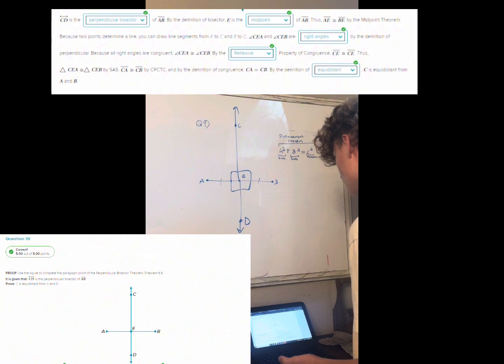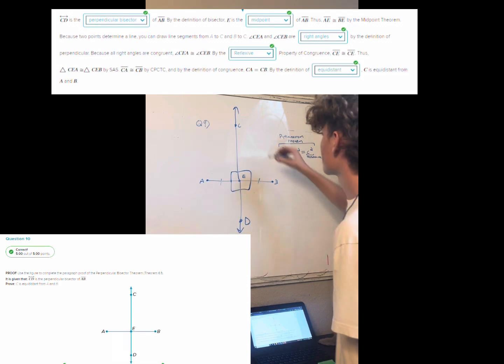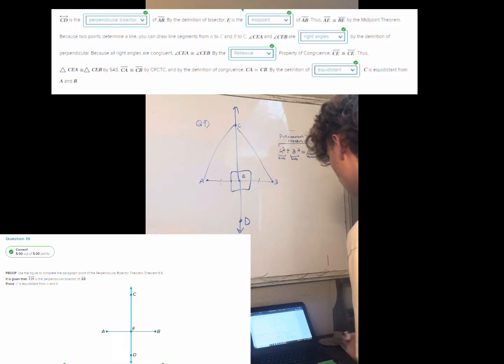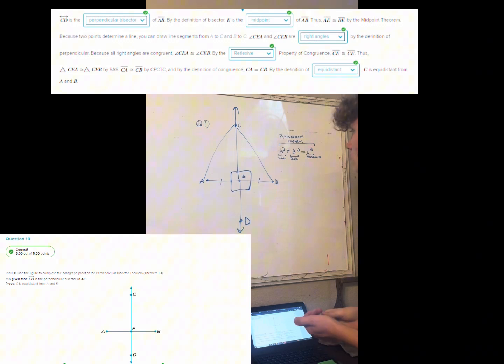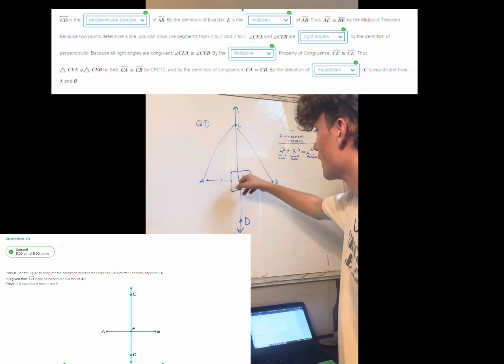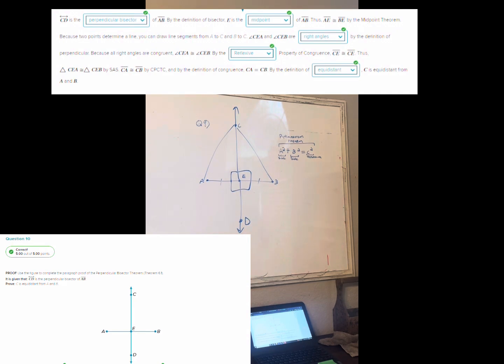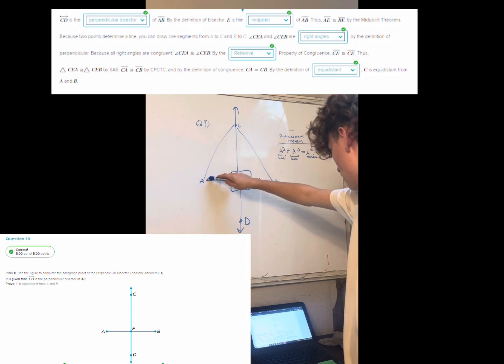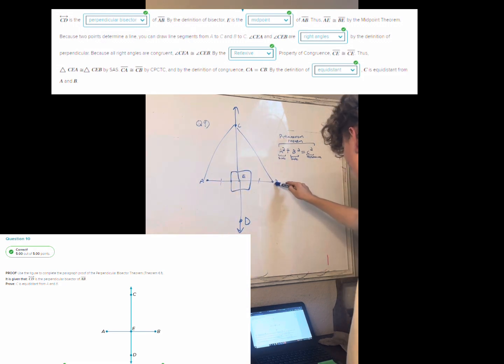All right, because two points determine a line, you can draw segments from A and B to C, right? So it's talking about this right here. Okay. And that is right angles, and we already established that, okay? By the definition of perpendicular, because all right angles are congruent, CEA and CEB are right angles, which we established already.